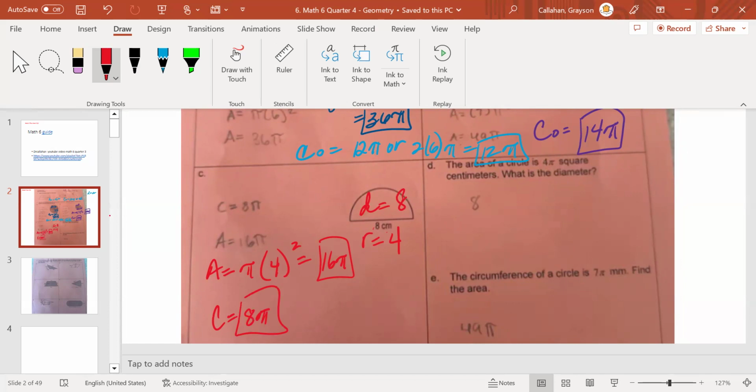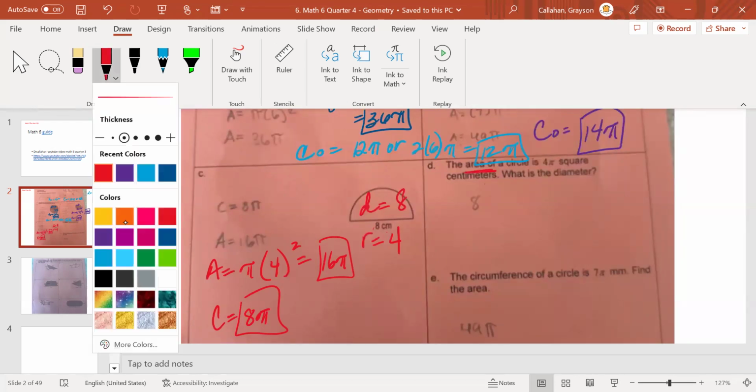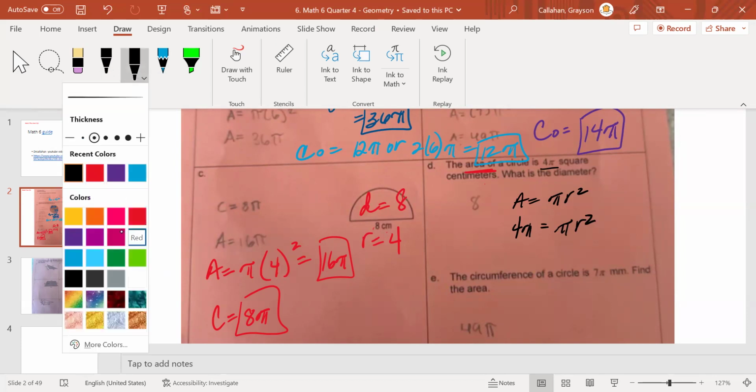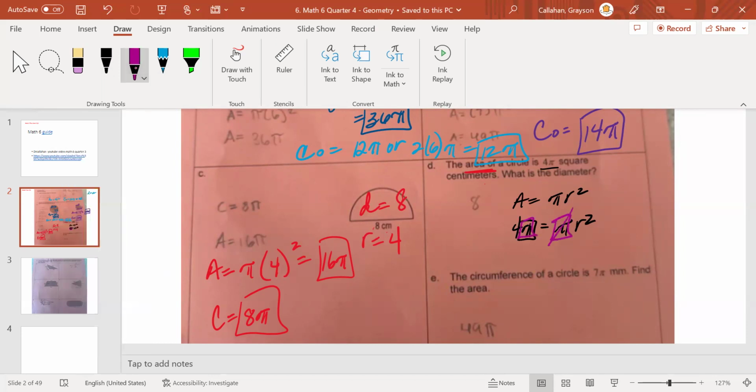D, the area of the circle is this, centimeter. What is the diameter? So the answer here, you have to start off with a formula, which is asking you for area. Area of a circle is pi r squared. That's what we start off with. It's given to you that the area is 4 pi. So you put 4 pi right where A is. Do you see that? And it's asking, what is the radius, right? What is on both sides of the equation? If this is on both sides of the equation, you can just cancel it. So 4 equals r squared.